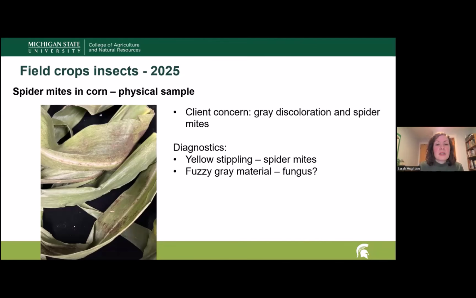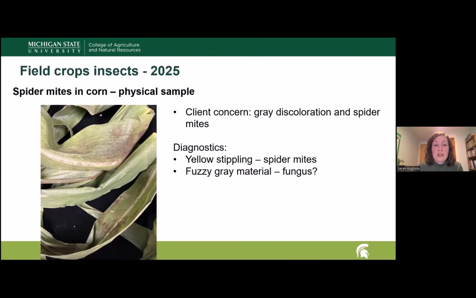So when I look at these leaves, the first thing that I notice is that there's quite a bit of yellow stippling on the leaves. So this speckling here, and that's what we usually see when we have spider mites on plants. But we also have this kind of fuzzy gray material. So was that a fungus, something like that?